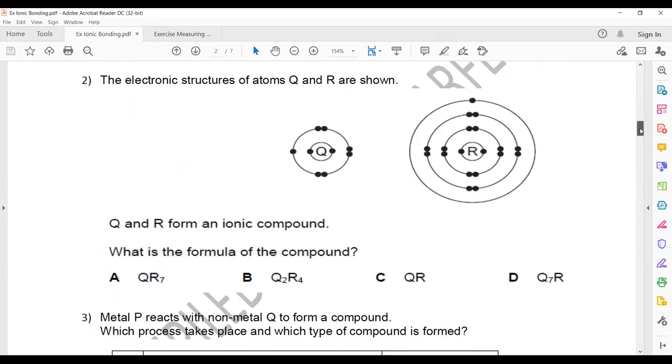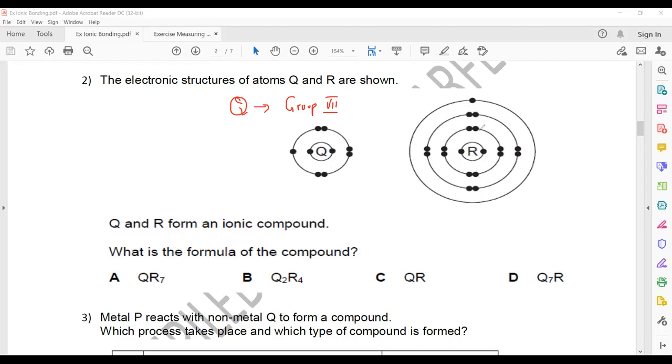In question 2, the electronic structures of atoms Q and R are shown. Q and R form an ionic compound. What is the formula of the compound? So how can we work out the formula of an ionic compound? We have to first identify the group. The group number means the number of electrons in the last shell. So when we check the group of Q, 1, 2, 3, 4, 5, 6 and 7, there are 7 electrons in the last shell for Q. So Q belongs to group 7.